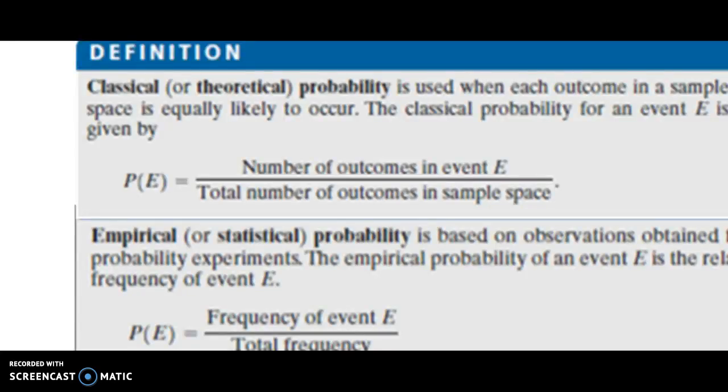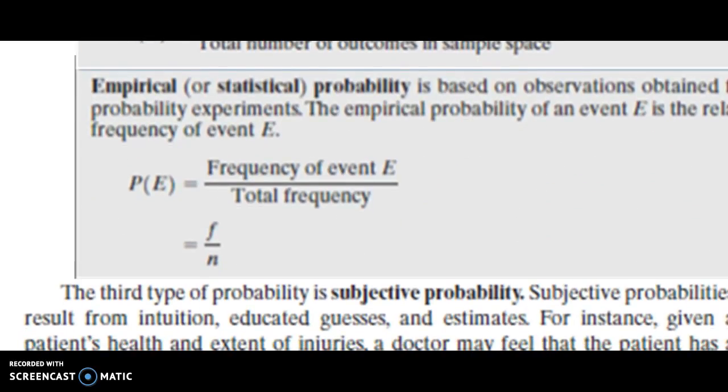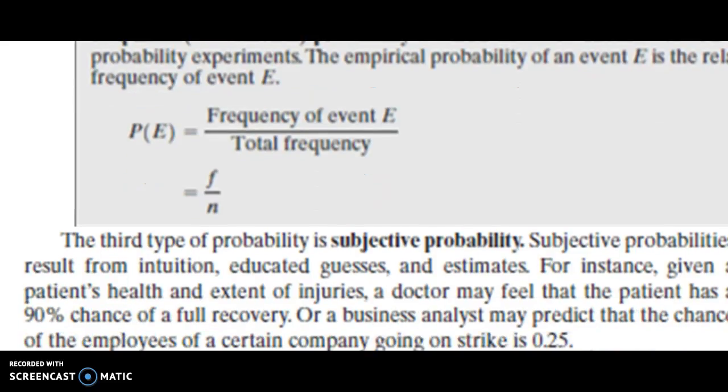So we look back and we say, okay, classical probability is where you take the number of outcomes in an event divided by the total number in the sample space. Empirical probability is where you actually look at the frequency of some experiment. You take the frequency divided by the total number of events. The third type of probability is called subjective probability, and subjective probability results from intuition, educated guesses, and estimates.